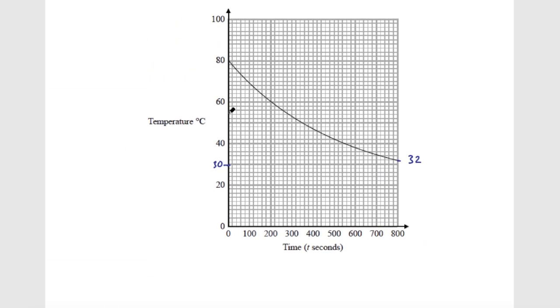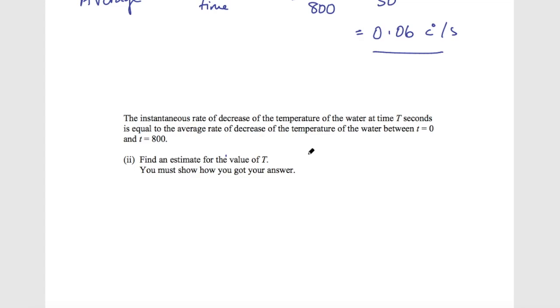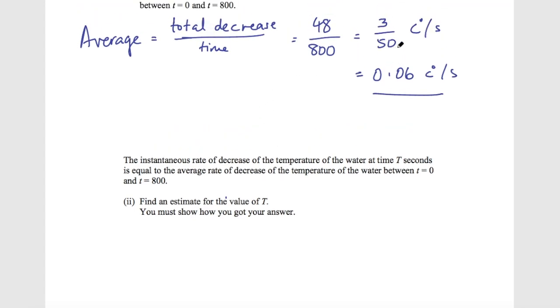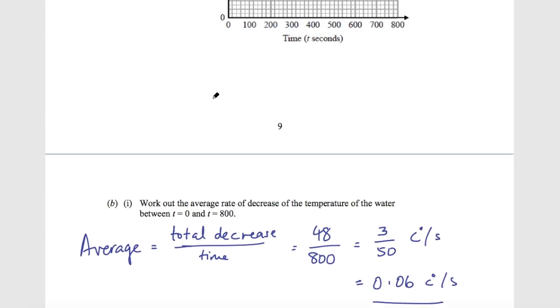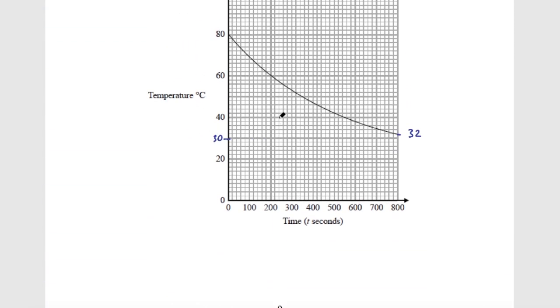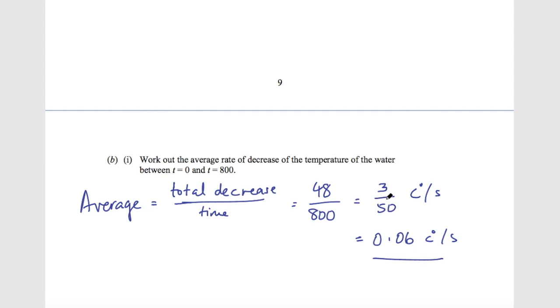So the way in GCSEs that you find the instantaneous decrease of a graph is to find the slope at that point. What we can do is find a point on this graph where the slope equals 0.06 or 3 over 50, and that will be the point where the instantaneous rate of decrease equals the average decrease. So let's go back to the graph now, and let's try to draw a line where it has a slope of 3 over 50, or actually it's going to be negative 3 over 50 because it's decreasing.